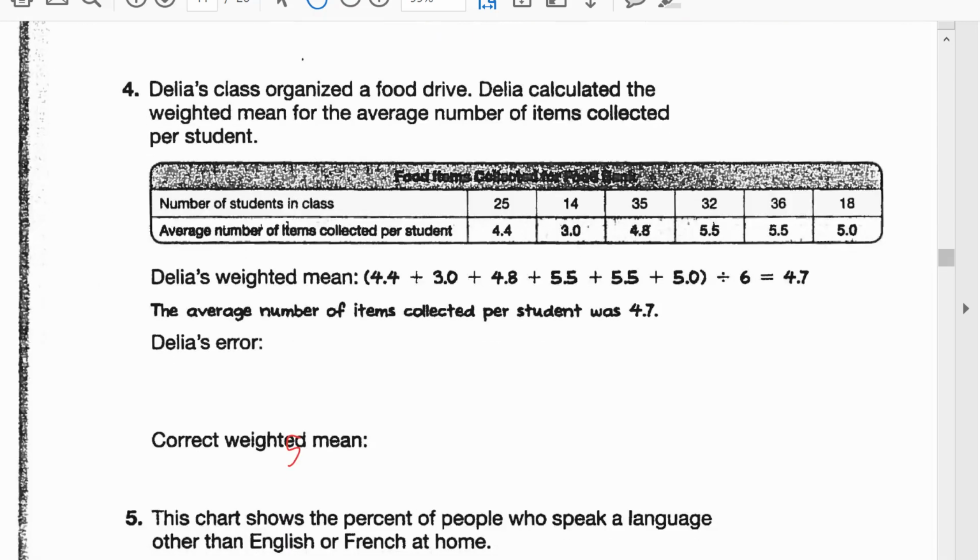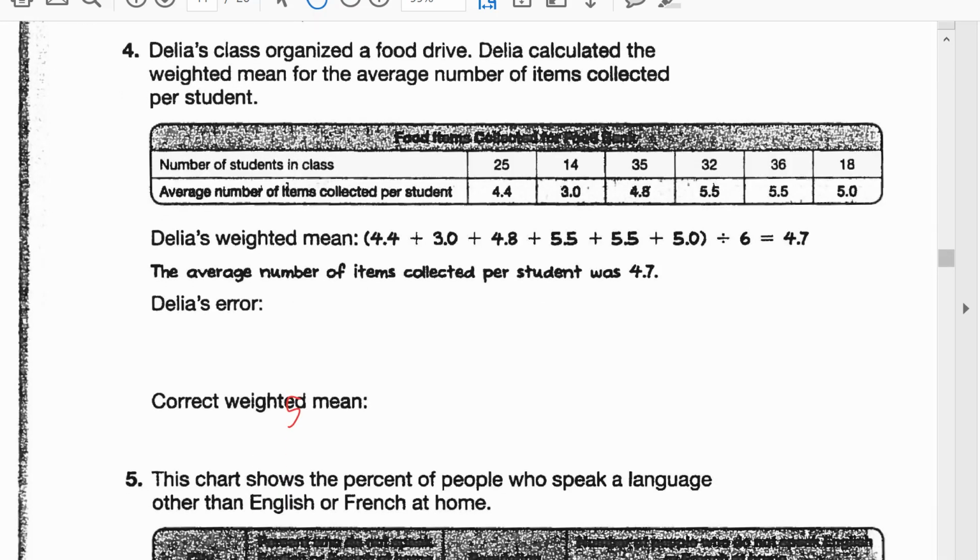All right, 4. We have Dalia. Her class organized a food drive, and she's calculated the weighted mean for the average number of items collected per student. So this is hamper time stuff. Awesome. This says food items collected. So number of students in the classes, and we have the average number of items collected per student.